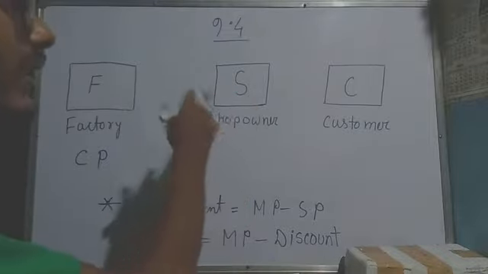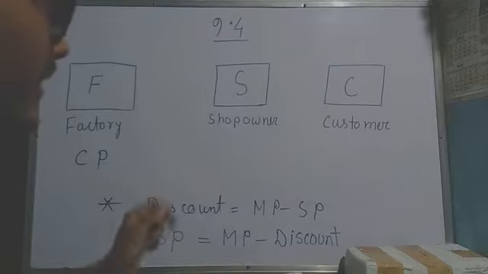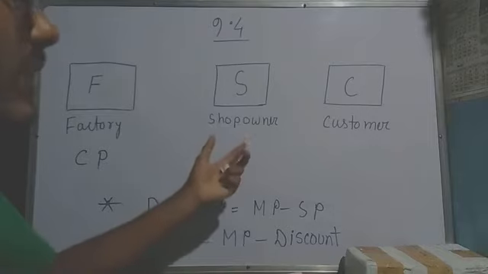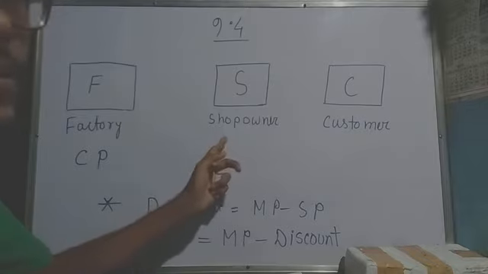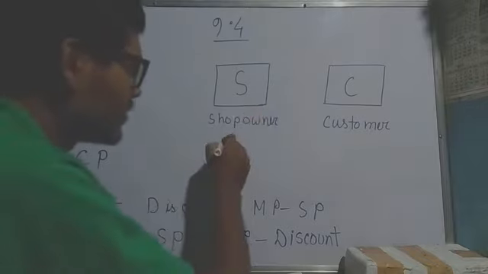Now after buying the products, he will sell the products with a profit because he has to pay the rent for the shop and labor charges. So the price at which the shopkeeper or shop owner sells the product will be called market price.